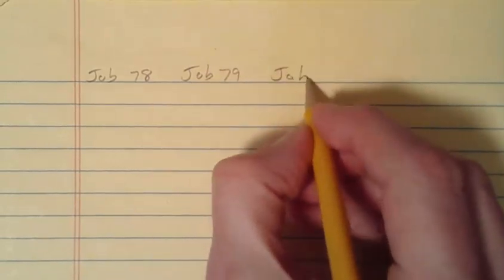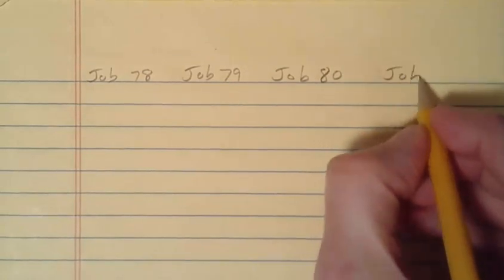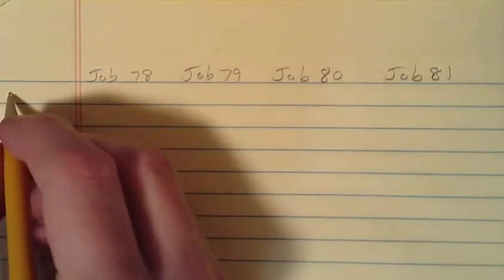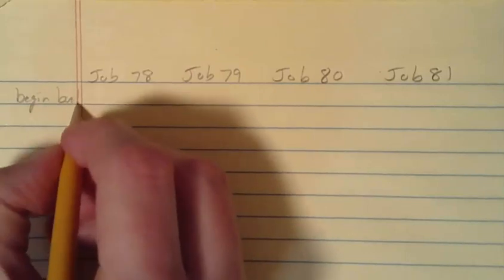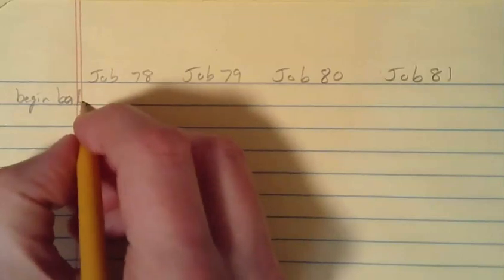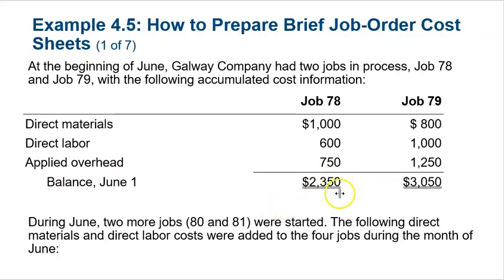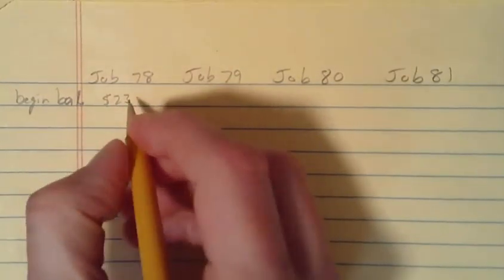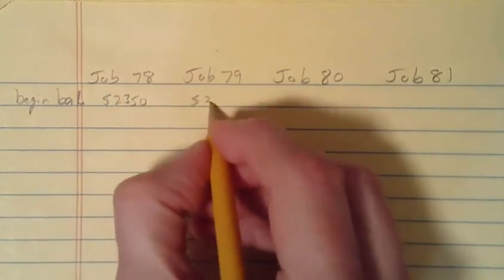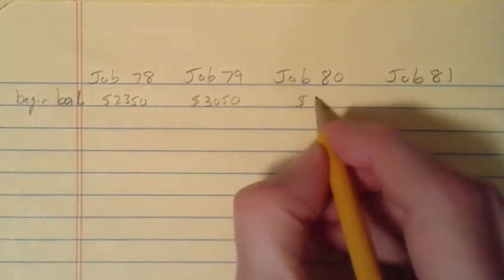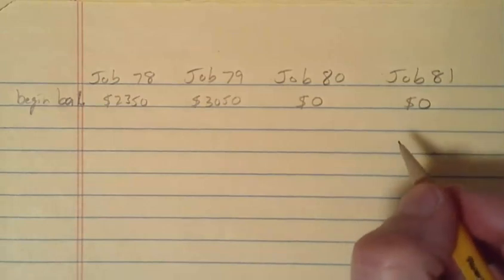Well, before we get into that, I want to switch over to a regular blank piece of paper. I seem to recall that those were job 78, job 79, and then we were going to start job 80 and job 81. We also had a beginning balance: 2,350 for job 78 and 3,050 for job 79. And I'm also going to put a zero for the other two jobs because they had no beginning balance.